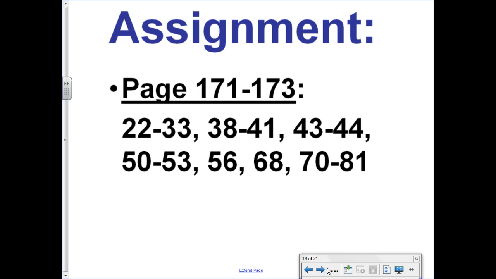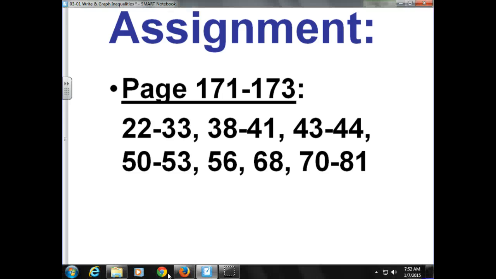Alrighty, there you go. Here's your first assignment on this particular section in Chapter 3. In the textbook, page 171 to 173, you have problems 22 to 33, 38 to 41, 43 to 44. You notice I'm kind of jumping and doing some chunking here with the rest of these. There are a couple challenge ones. You're going to have a lot of graphing, and so when we check it, you have to make sure that you're shading in on the proper side, and then you also have to make sure that you have the shading going the proper way. Watch your circles and so on. Good luck.